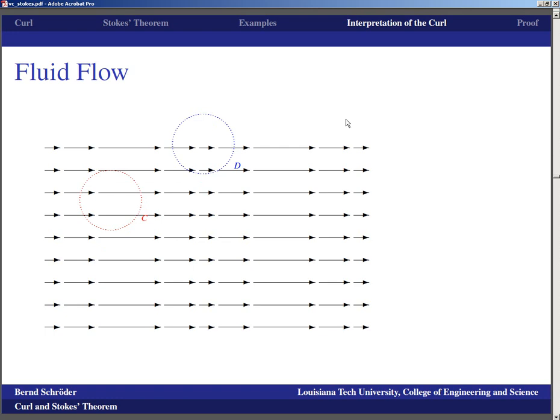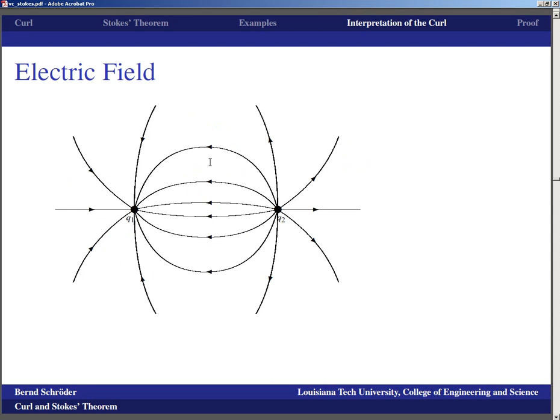Similarly, if we look at the electric field, it does not have closed field lines. If I take the electrostatic field, it doesn't.